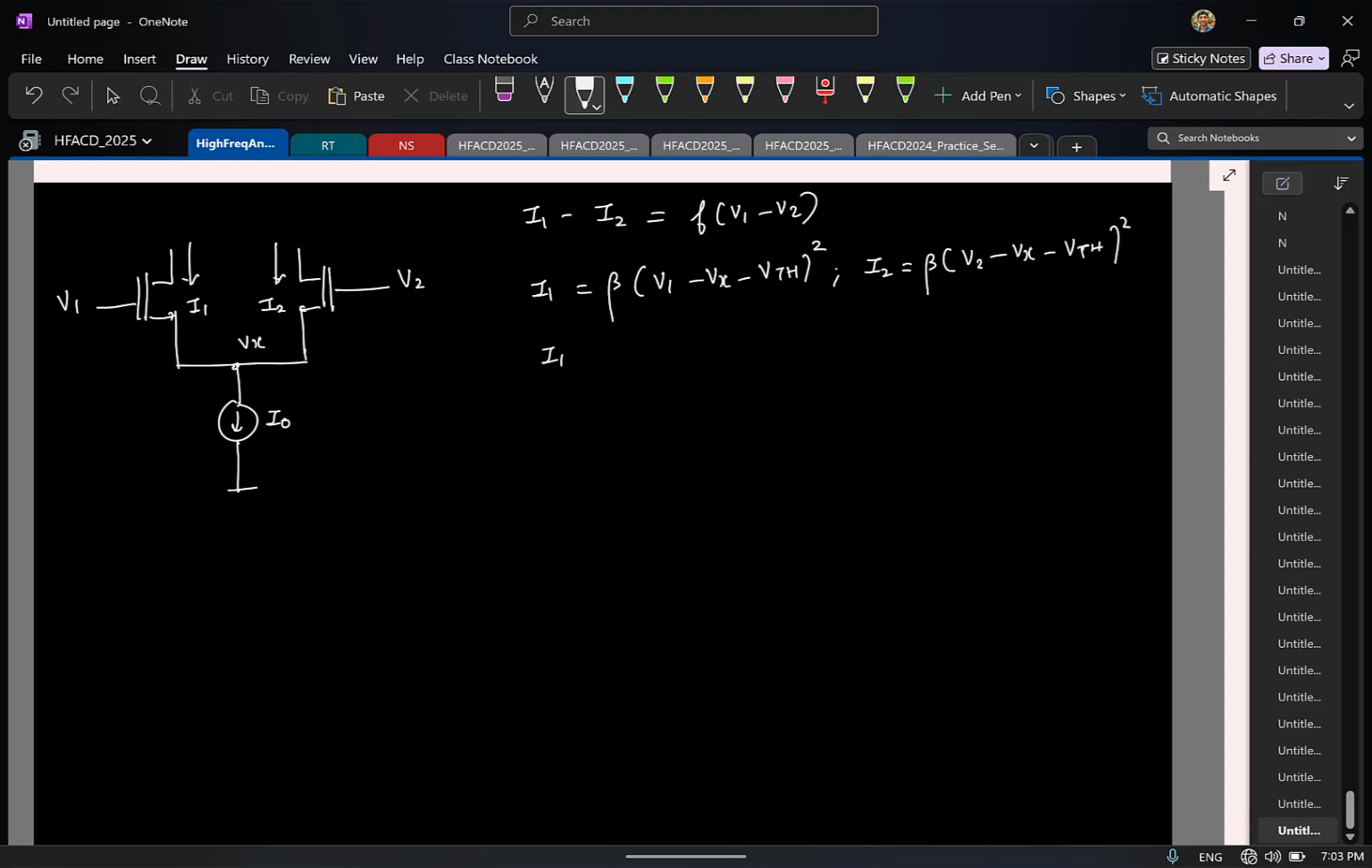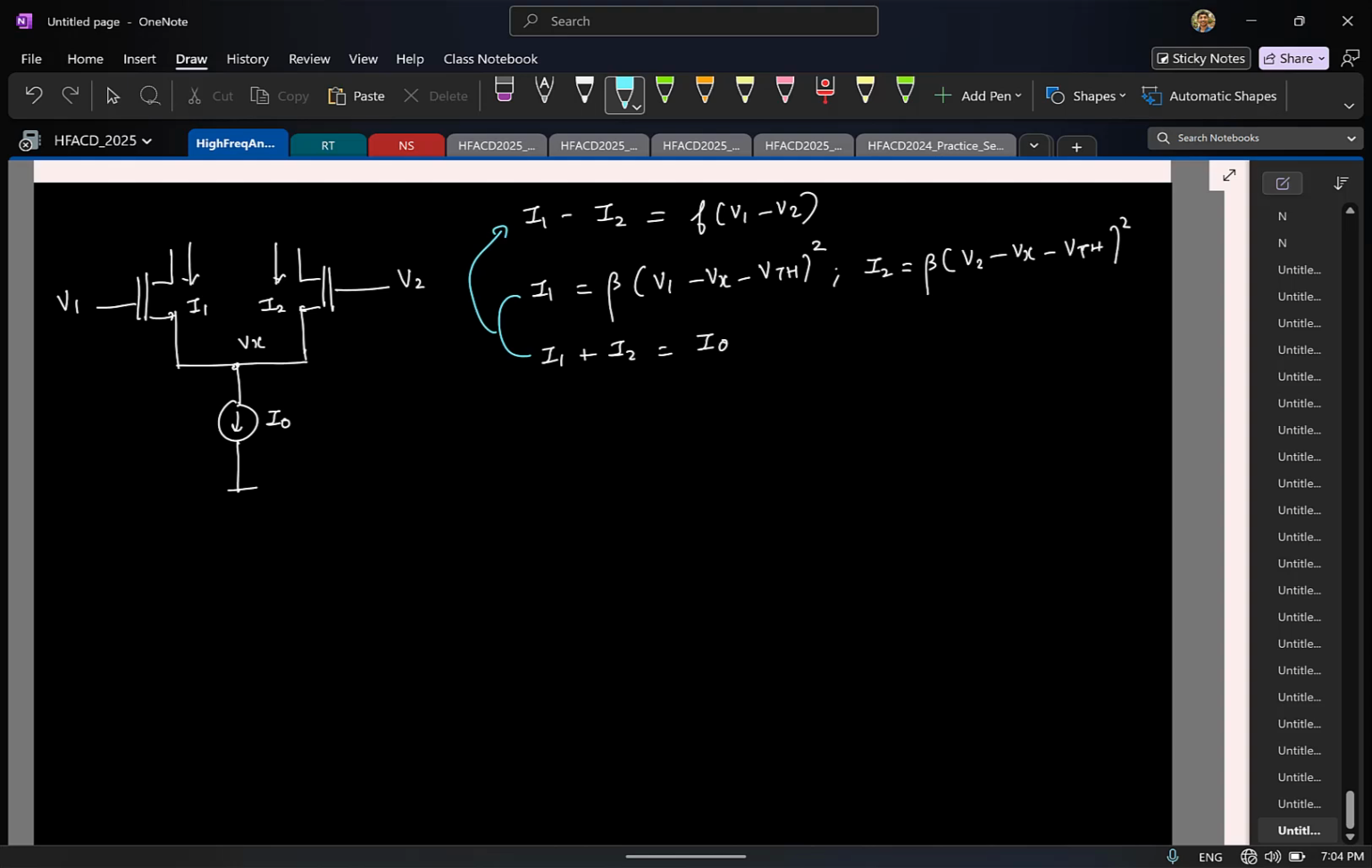And what is I1 plus I2? I0. So now we can actually use these two, take the difference between I1 and I2, do some algebra, and get this nonlinear function. This is something very easy to do.